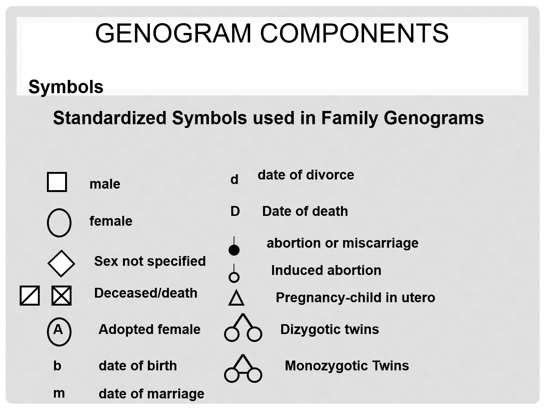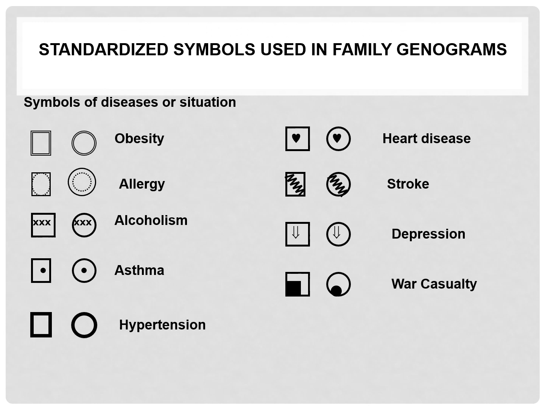Other symbols such as abortions, pregnancy, child in utero, and twins are as follows. Other symbols used in family genograms would be standardized symbols of disease or situation. A double square or double line circle would mean obesity. XXX would mean alcoholism. A dot in the middle would be asthma.